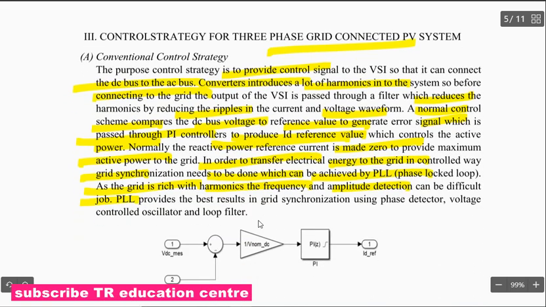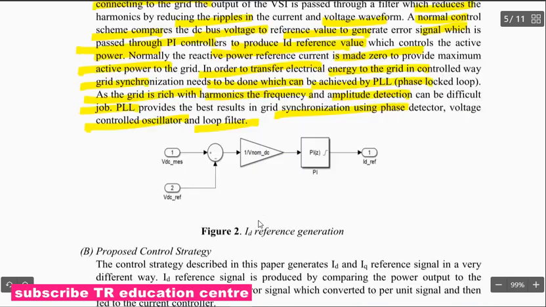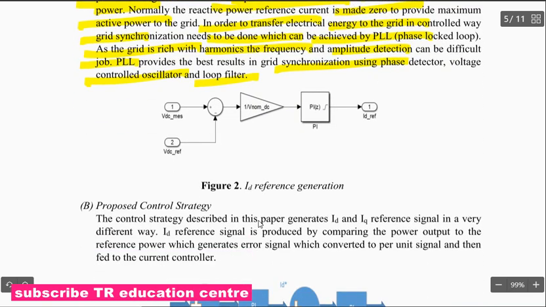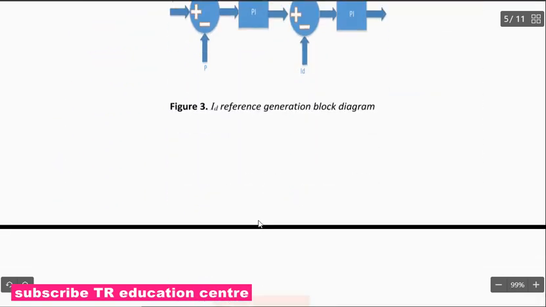PLL provides the best result in grid stabilization using the phase detector, voltage controlled oscillator and loop filter. Then the proposed control scheme. The control strategy described in this paper generates ID and IQ reference signals in a very different way. The IQ reference signal is produced by comparing the power output to the reference power, which generates the error signal, which is converted to a per unit signal and then fed to the current controller.